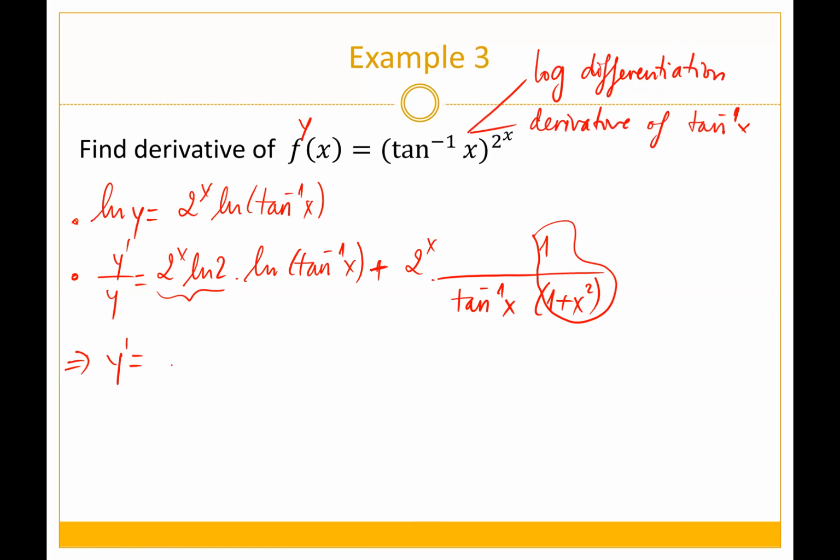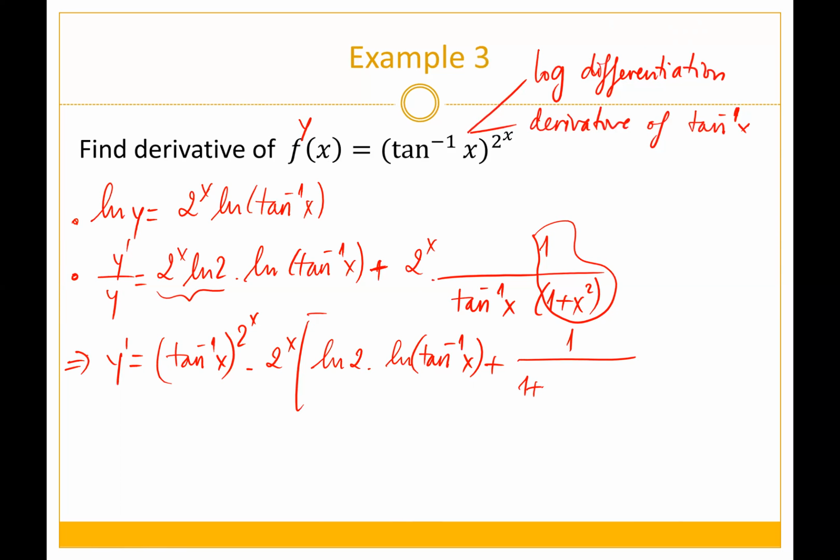And so your final answer, y prime, becomes y times this entire thing, which is just going to be inverse tangent of x to the 2 to the x, multiplied by 2 to the x. The inside we have ln of 2 multiplied by ln of inverse tangent x plus 1 over 1 plus x squared times inverse tangent x. So that is my final answer for this question.